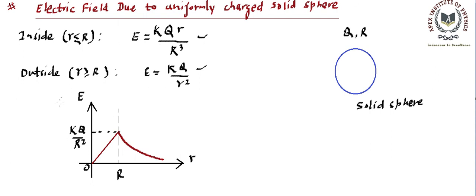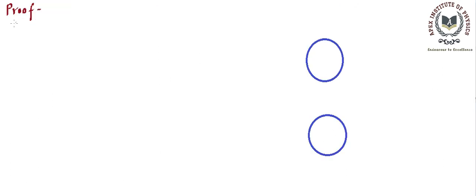Now let's prove how we are getting these fields using Gauss law. So let's see the proof. Let's start with the inside part first. In case of inside, r is going to be less than capital R. Let's choose a Gaussian surface for that purpose. From here, some smaller distance apart, we will take a spherical surface which is going to be our Gaussian surface.